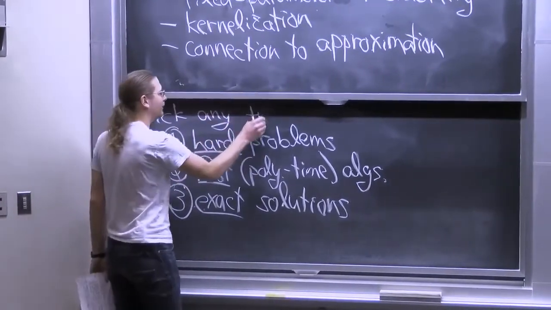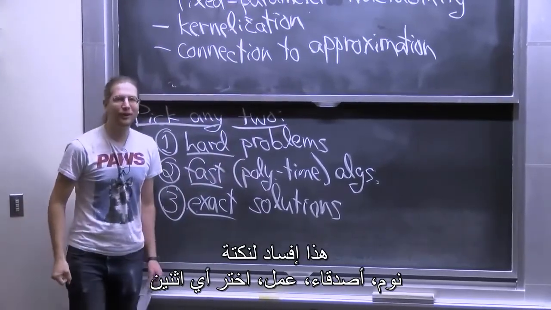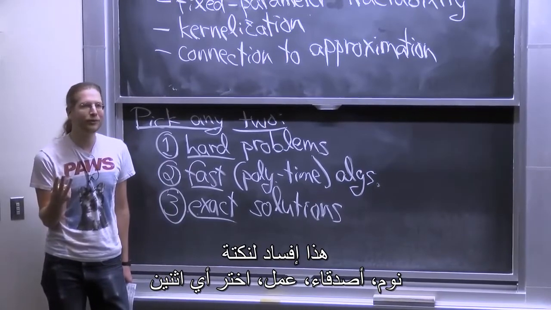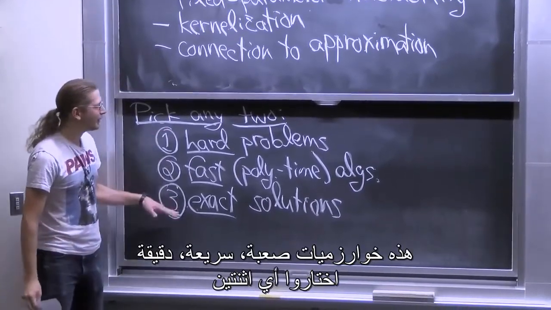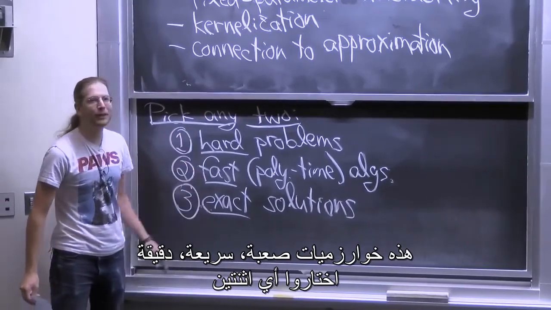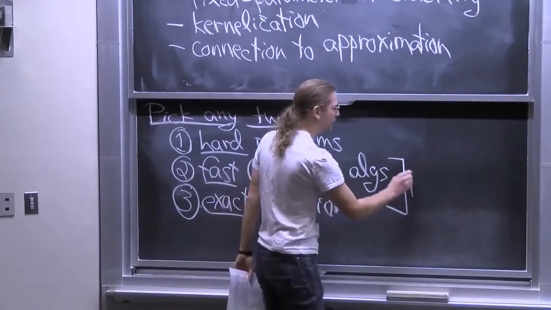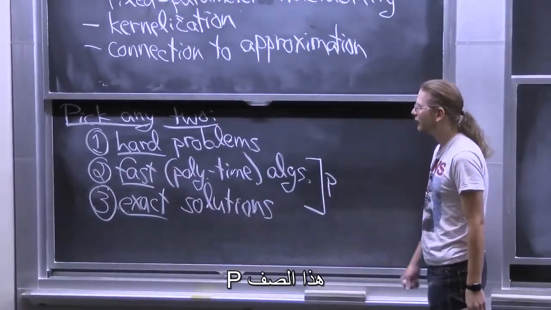This is a bastardization of a joke, which is sleep, friends, work, pick any two. That's the MIT motto. Here in algorithms, hard, fast, exact, pick any two. So most of this class is about these two. Polynomial time algorithms give you exact things. That's the class P.